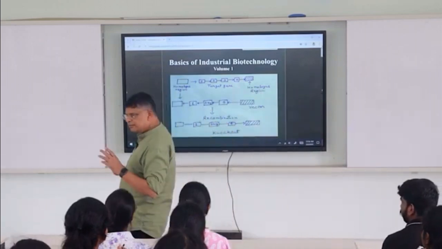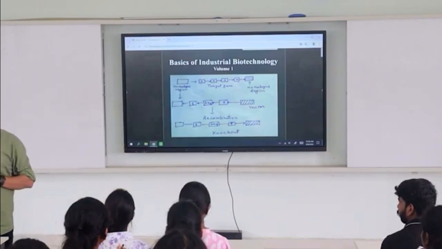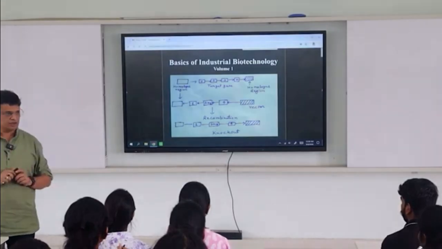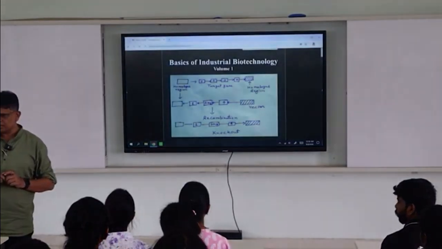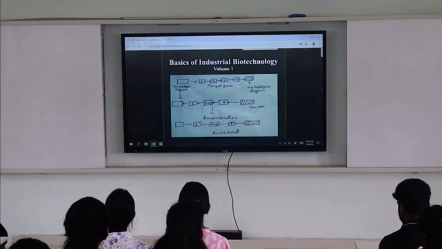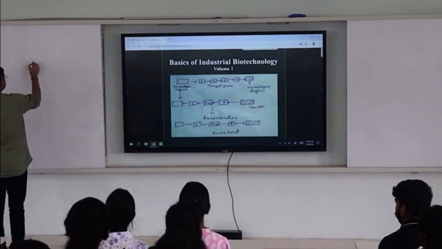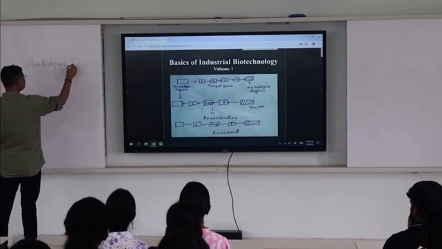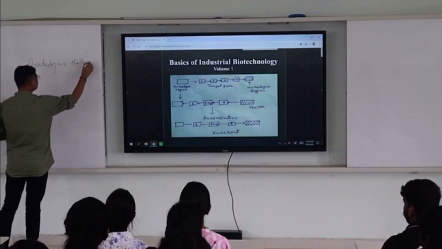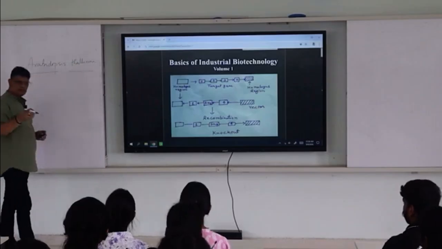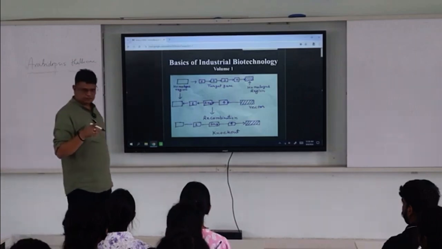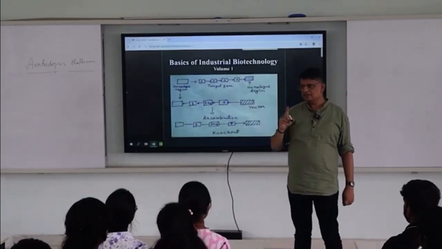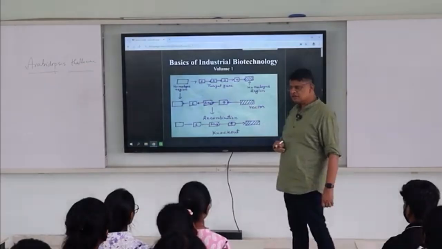What is the plant model system name? I have already told you earlier. Can you name that plant model system? Arabidopsis thaliana. You have not heard this name? Arabidopsis thaliana in the plant system. Similarly, in the animal model system, guinea pigs. Why are these two important names taken in industrial biotechnology?